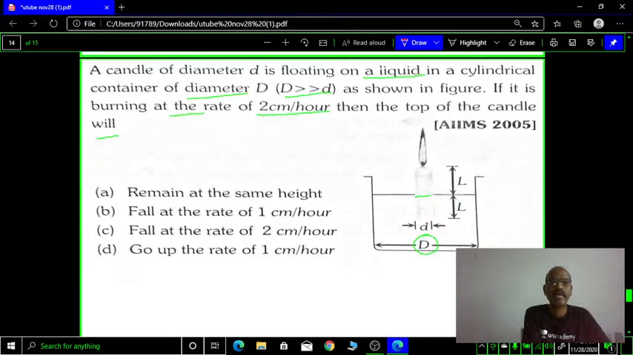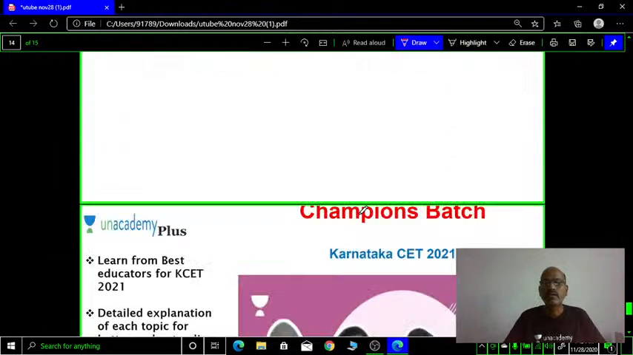See the options: remains at the same height, falls at the rate of 1 centimeter per hour, falls at the rate of 2 centimeter per hour, goes up at the rate of 1 centimeter per hour, right? Which is the correct option? Since it is burning at the rate of 2 centimeter per hour, it falls at the rate of 1 centimeter per hour is the correct answer, right? Option B is the correct one.